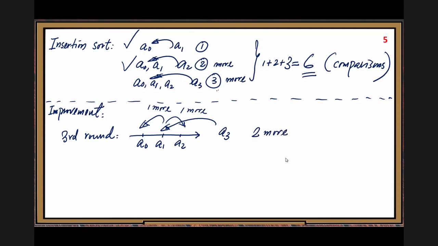Two more, not three more. The older way, we need to do three more comparisons in the third line. But the new improved method needs only two more comparisons. So the final answer, 1 plus 2 plus 2, we get 5 comparisons. The best solution for this case is 5 comparisons. How about that?